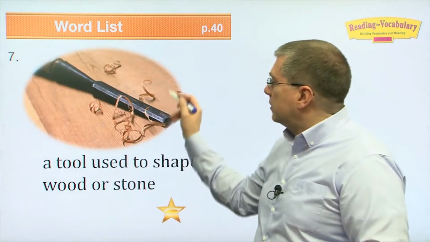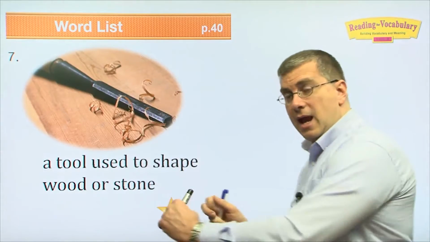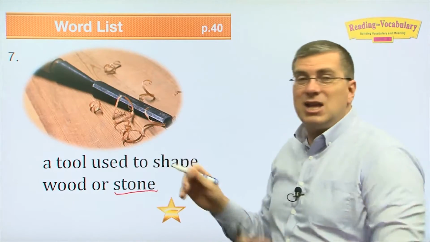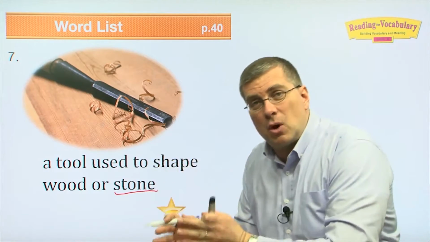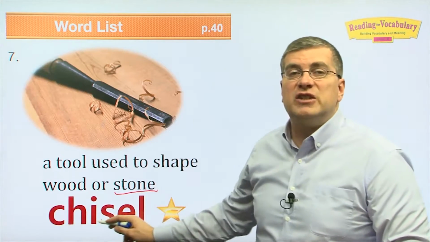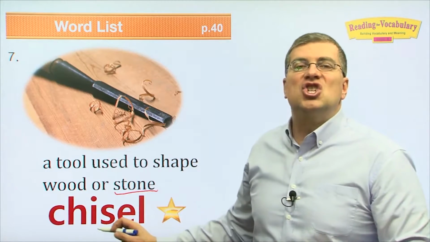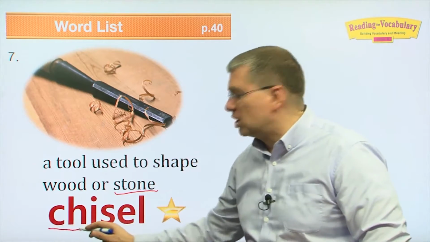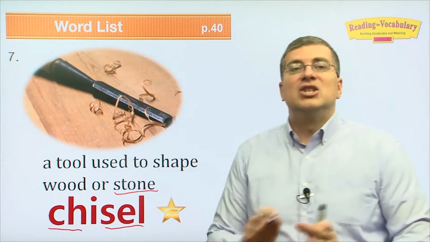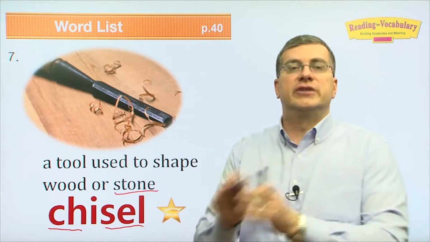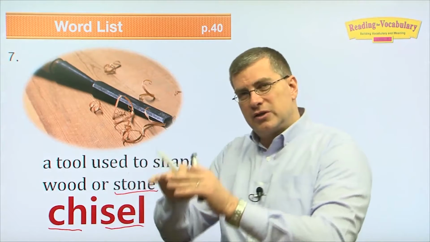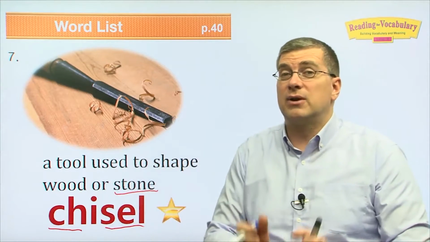Number 7. This is another tool. It's an interesting tool. You use it with a hammer, tuk, tuk, tuk, and you move it along wood or stone, and you can make the wood or stone into a certain shape. What do we call this tool? We call this tool a chisel. It has two sounds, chi and sel. Chisel, chisel, okay? That's what we call this tool, used to shape wood or stone into different shapes.